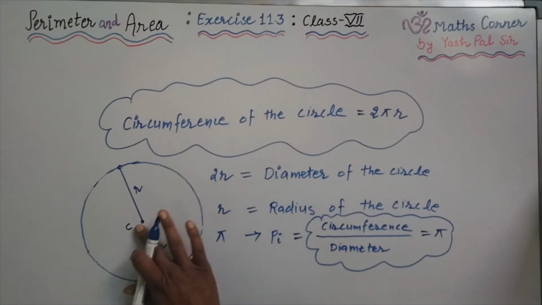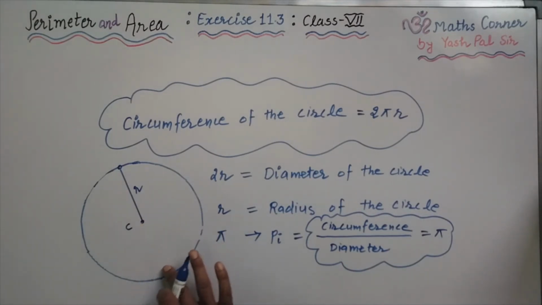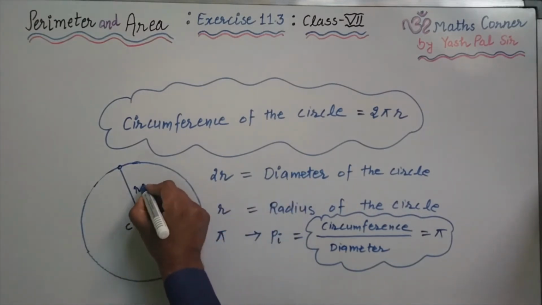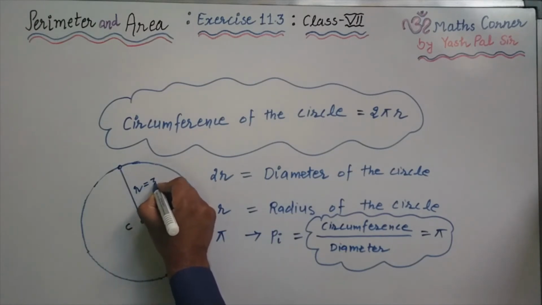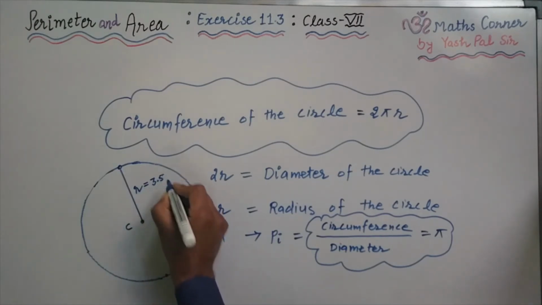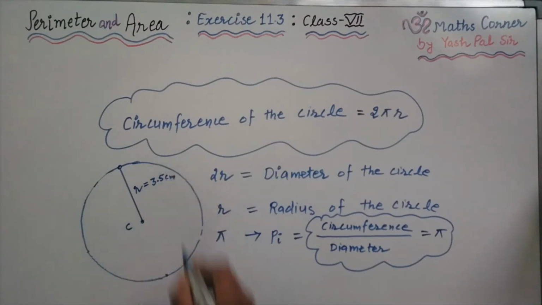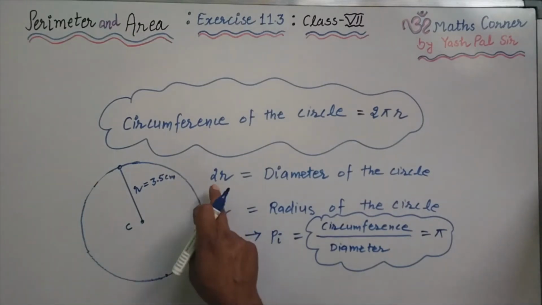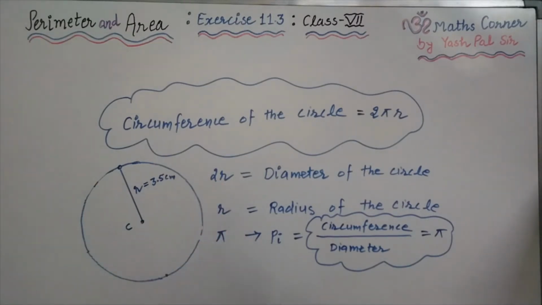So what is r? R is the radius of the circle, and we have taken r equal to 3.5 centimeter. So 3.5 into 2 equal to 7. I am writing just here, diameter is 7.